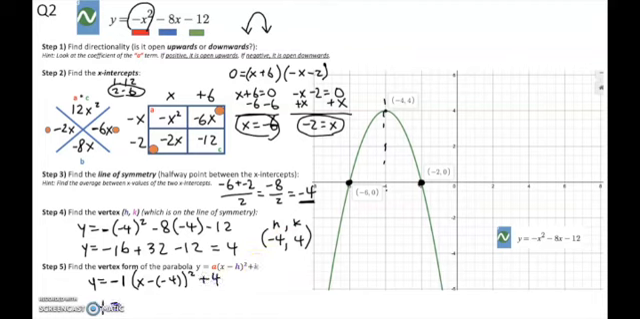Let's rewrite that to make it y is equal to negative. We can leave out the 1. X minus negative 4 becomes x plus 4 squared plus 4. Now this will be the vertex form or the graphing form of this equation.